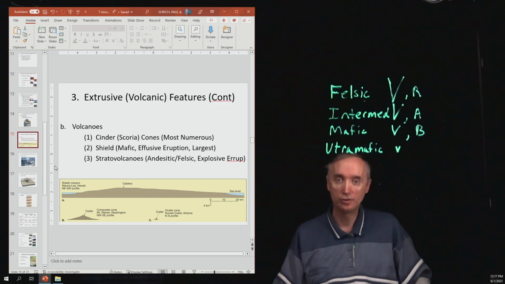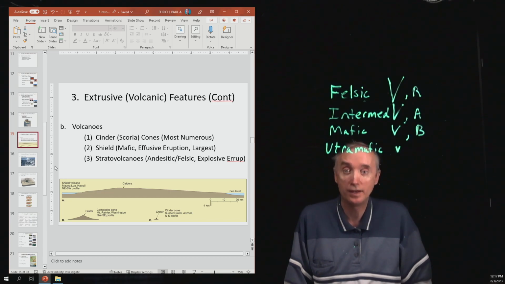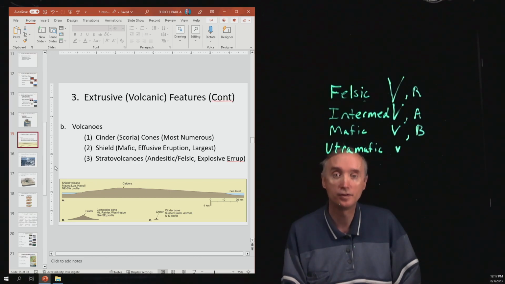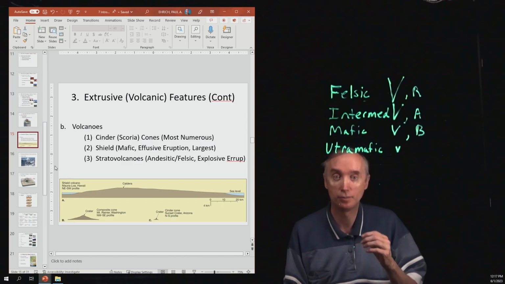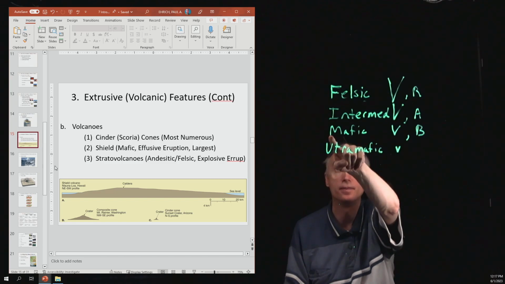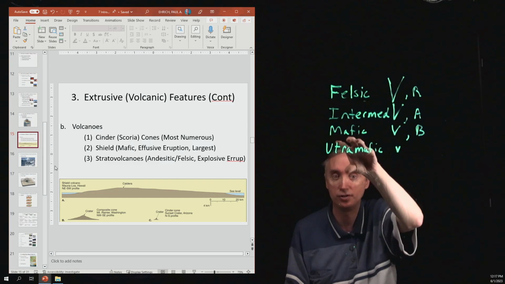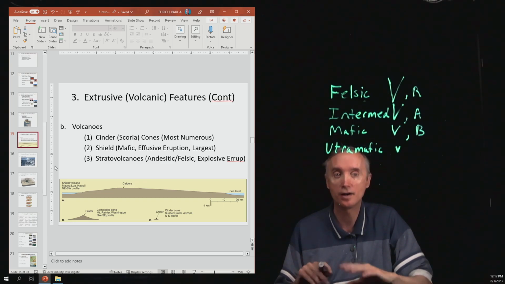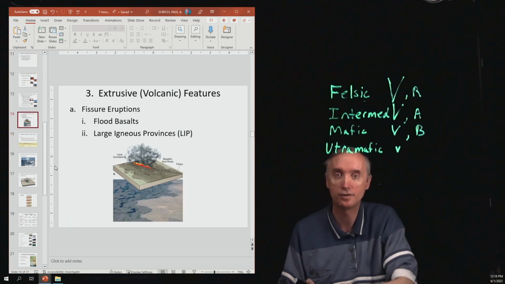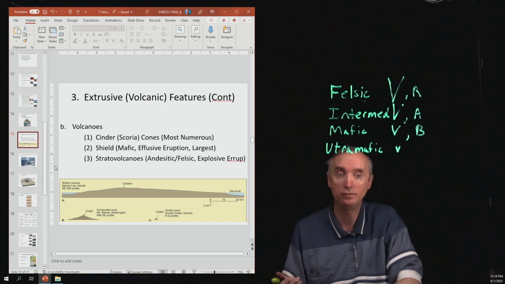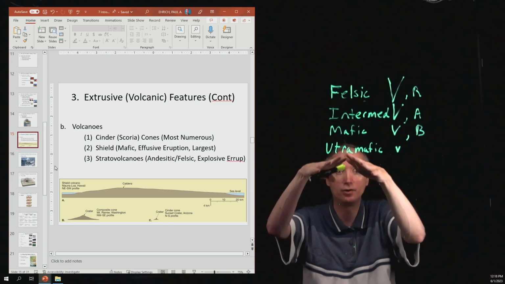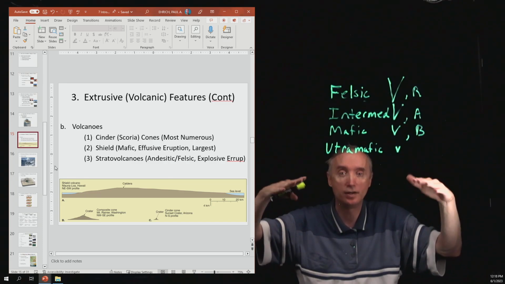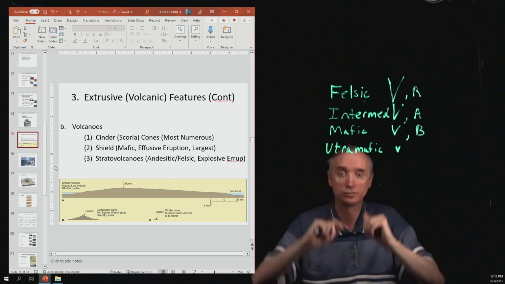The shield volcano is going to be composed of mafic lavas. So this is going to be, again, basalt. This mafic material tends to make the shield volcanoes. It's going to be very runny, not as runny as the flood basalt, but still pretty runny, so that when it comes out of the volcano, it tends to go sideways. It doesn't tend to mound up.